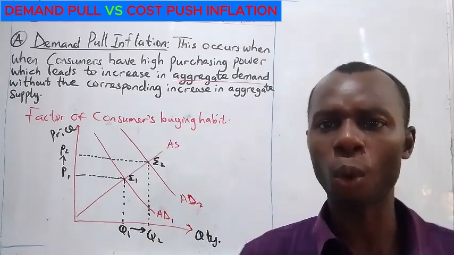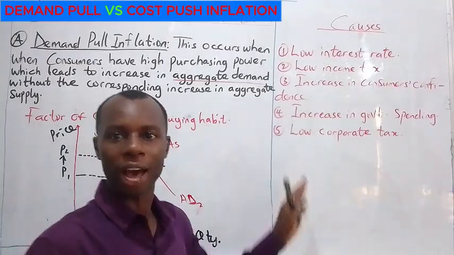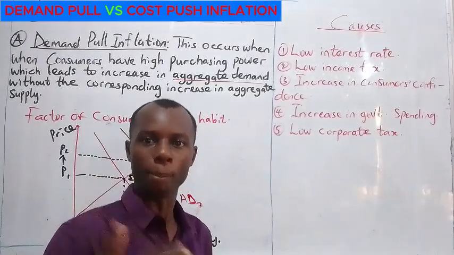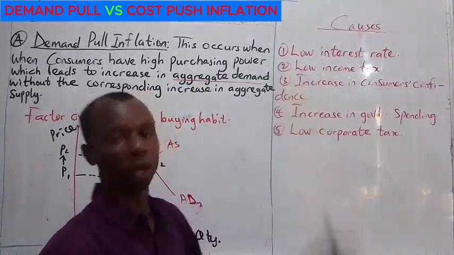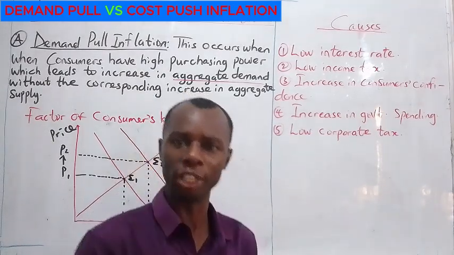So the question now is, what are the causes of this demand pull inflation? Now on the board are the causes of demand pull inflation. The first one is low interest rate. That is, when people go to a bank to borrow money, they are borrowing it at a low interest rate.